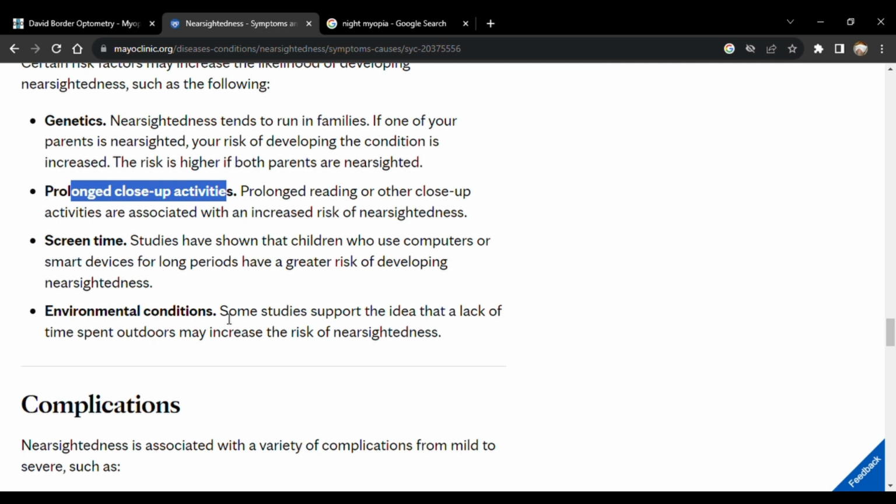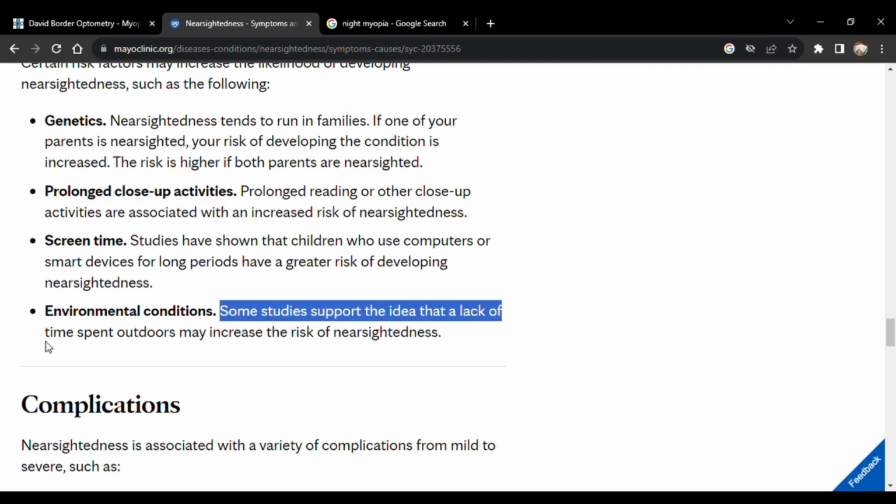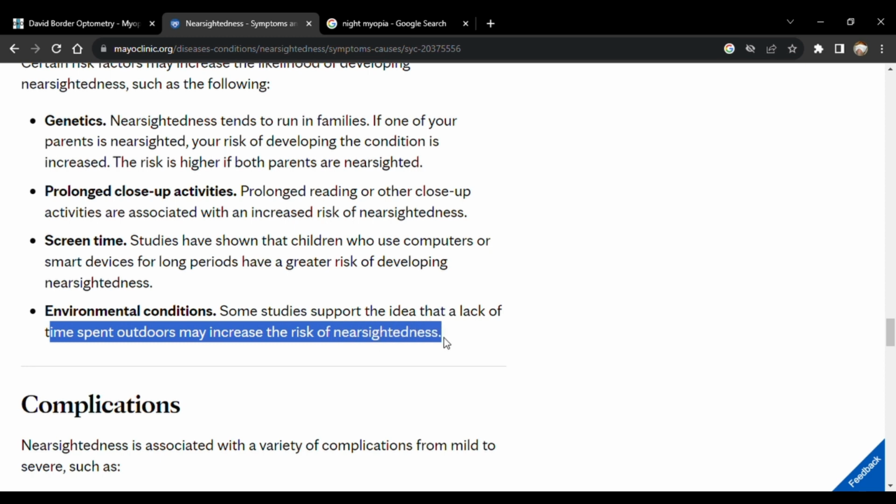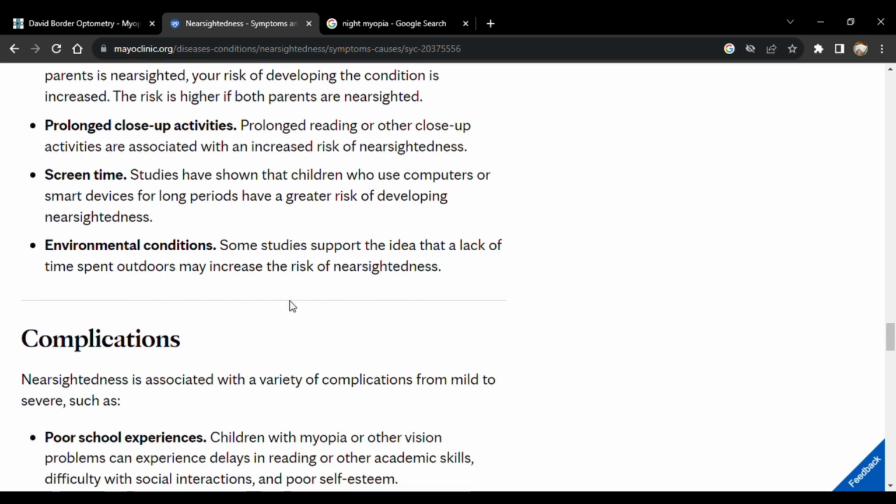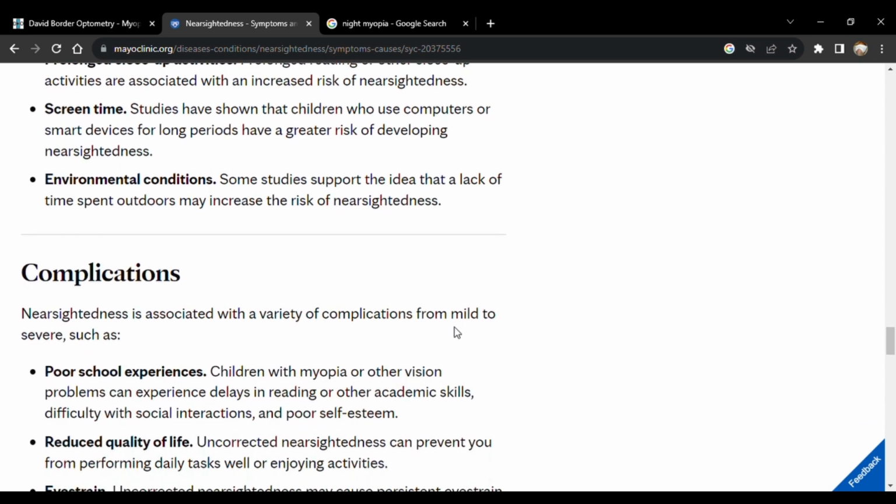Some studies support the idea that a lack of time outdoors can increase the risk of becoming nearsighted in the first place. So that is what I will tell patients. If you have a young child who's not nearsighted, spending time outside, looking far away, is a possible way to prevent them from becoming nearsighted.